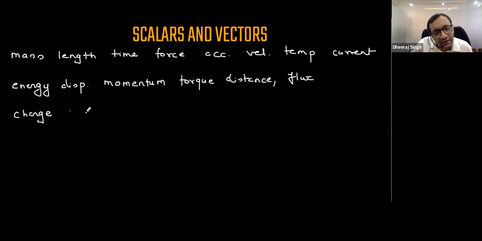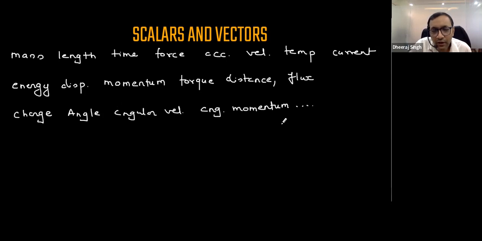There is angle, angular velocity, angular momentum. There are so many others. Let's not be comprehensive here. I am just telling you that there are so many things in physics for which you need to put a number to it. Volume is also one. So there are few things.